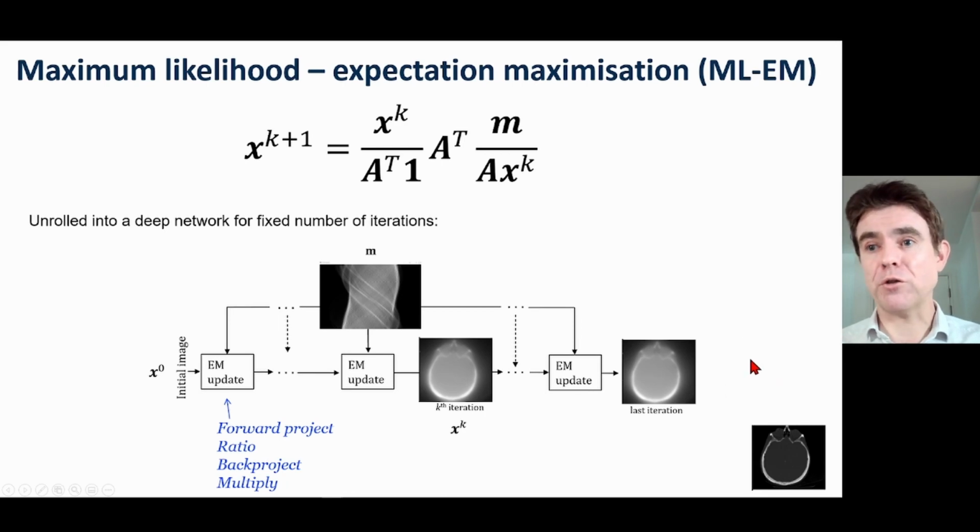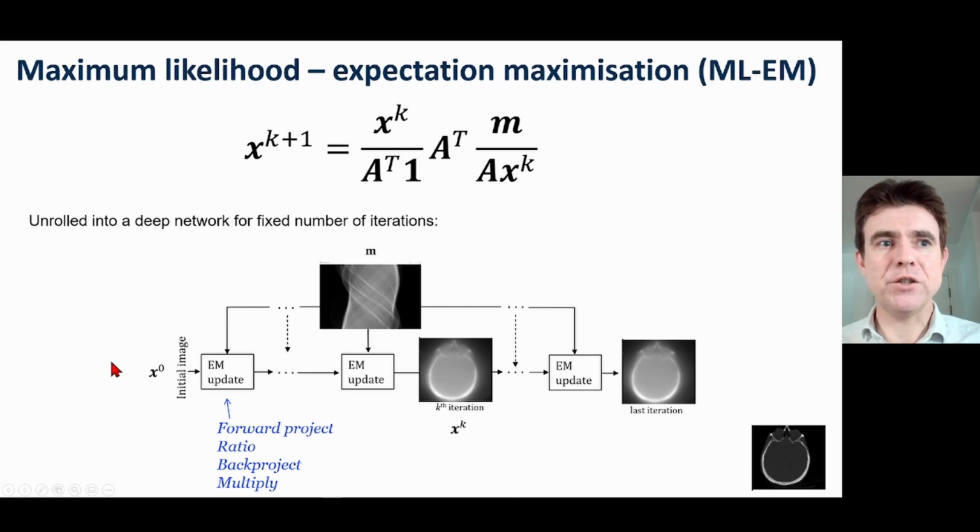Now, of course, if you don't have a ground truth reference, what you could do instead is train up to match some higher quality data, higher count data, for example, in the case of PET imaging, or more fully sampled data in the case of other imaging modalities.